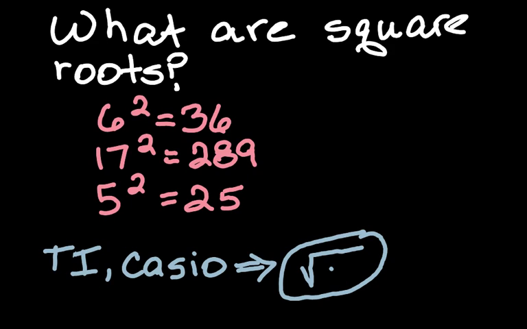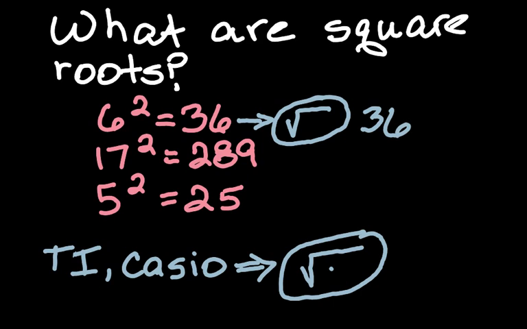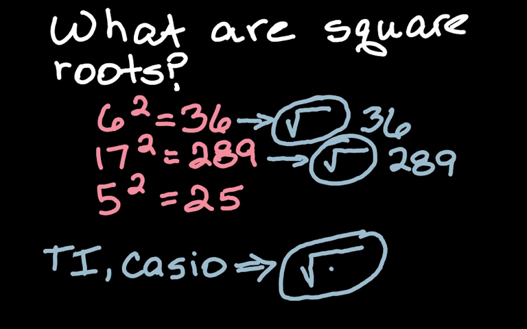Okay, here we go. If you look down here at the bottom, Texas Instruments and Casio again both use the same key, and that is this little, I call it like a house. This little house that looks almost like long division, but it's a square root. So basically you're going to press the square root key, and then put 36. For this one, you're going to put the square root key, then 289, and then press the square root key and 25. So that actually doesn't look so bad.